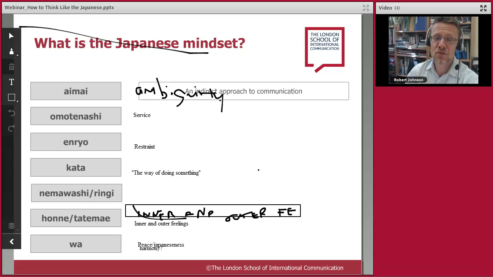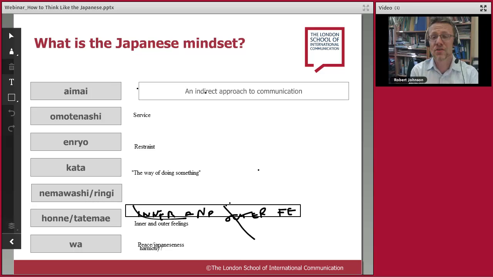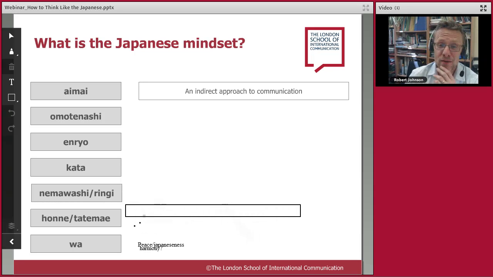But aimai, first of all, is an indirect approach to communication. It is about ambiguity. And as we said, there may be some affinities here with the British. The tendency to hedge, the tendency to not give a straight answer. And it can be very frustrating if you're doing business. So certainly the Japanese are known for this, and they prefer an indirect approach to communication because it's often about how you get on with other people, about maintaining, in effect, Japanese harmony, the harmony between people.